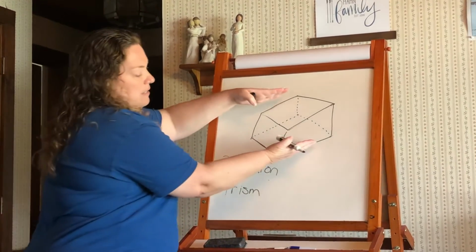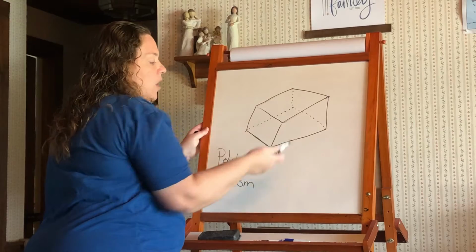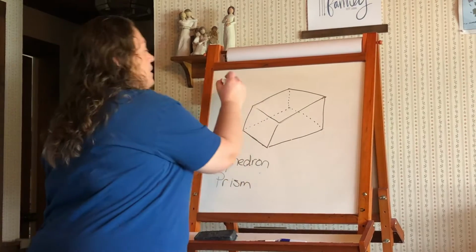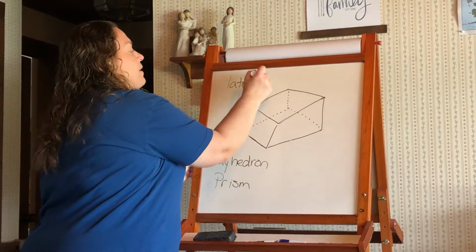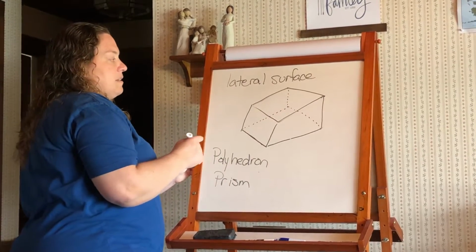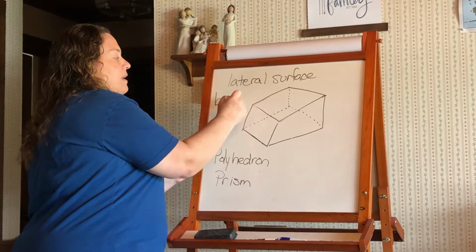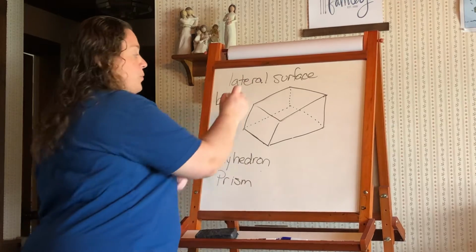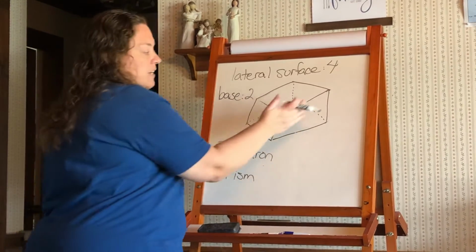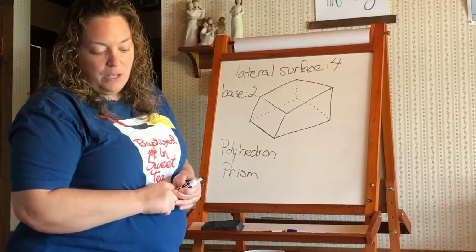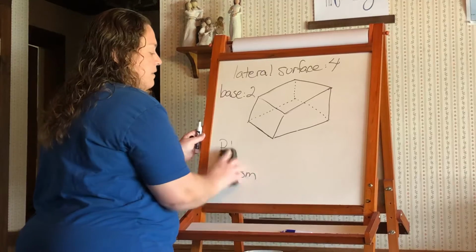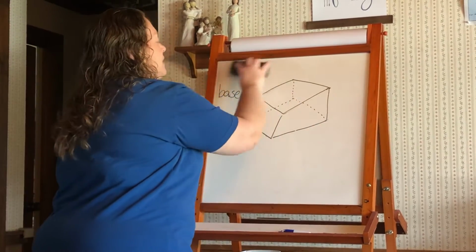Next, we talked about the bases. These sides are called the lateral surface. Lateral means side. I'll put that up here. Lateral surface. And we'll put up here base also. So this figure has 2 bases and 4 lateral surfaces, because the lateral surfaces are the sides. We're going to leave that up there for a second because I don't want to have to draw that shape again.